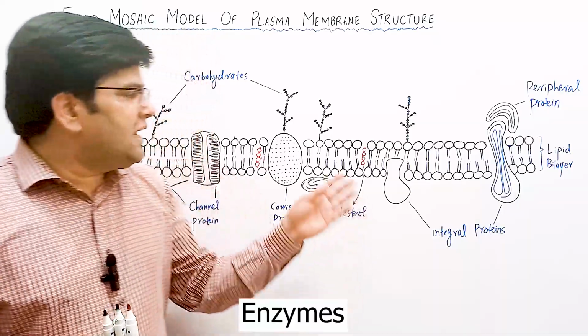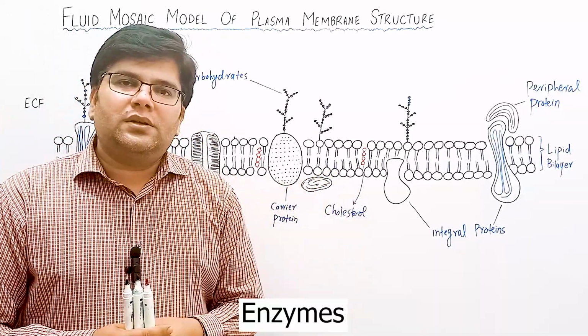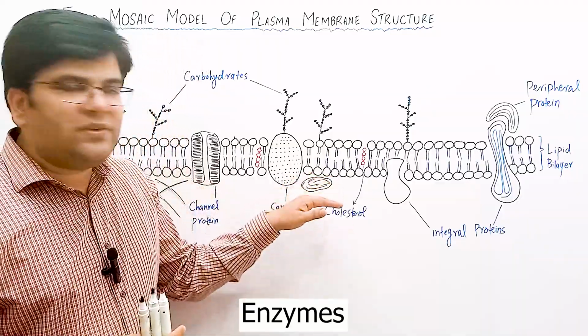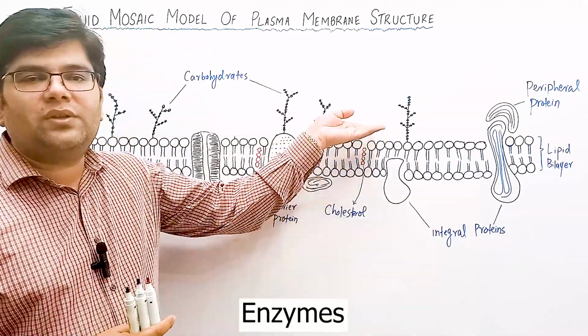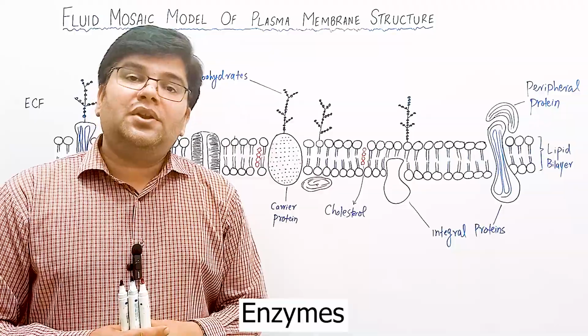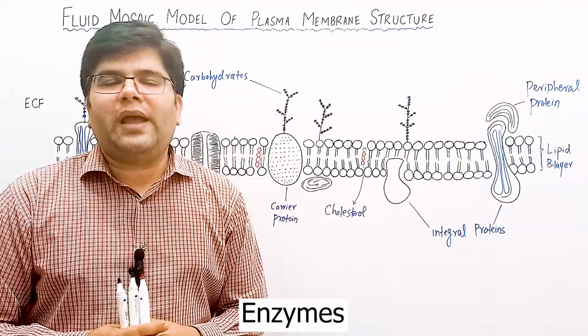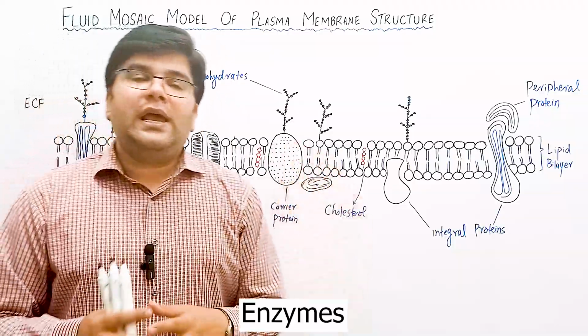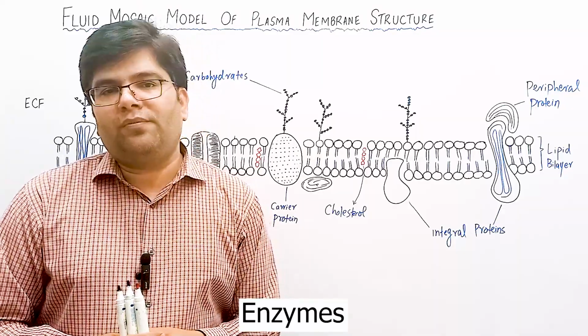Some proteins present in the cell membrane behave as enzymes. Some of these enzymes are present on the inner surface of the cell membrane and some on the outer surface of the cell membrane. Different cells are specialized in terms of enzymes which they have in their cell membrane, hence the reactions which they perform.